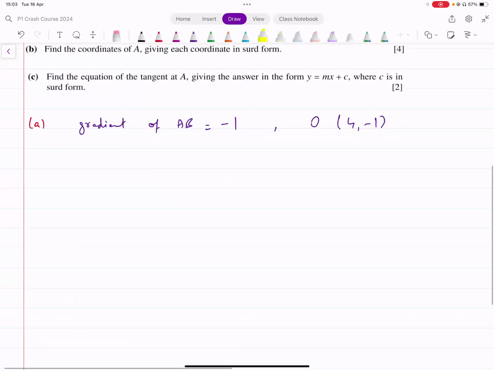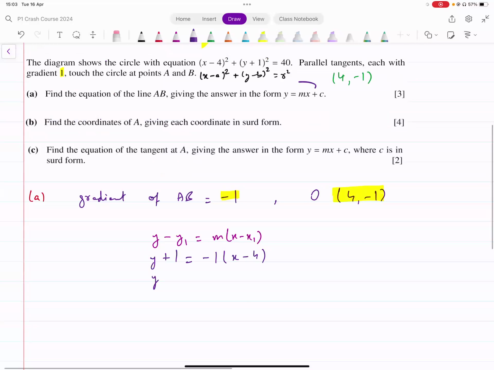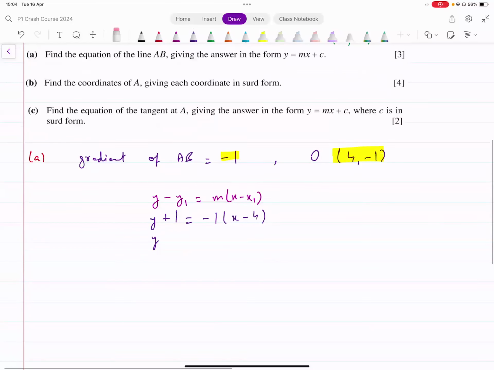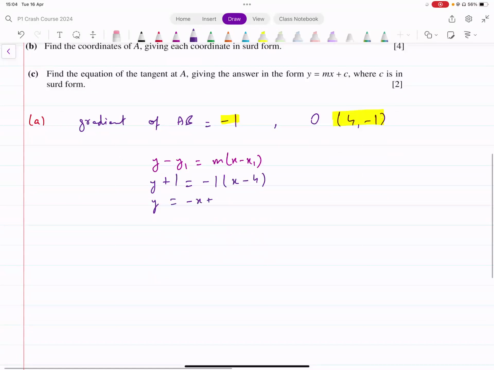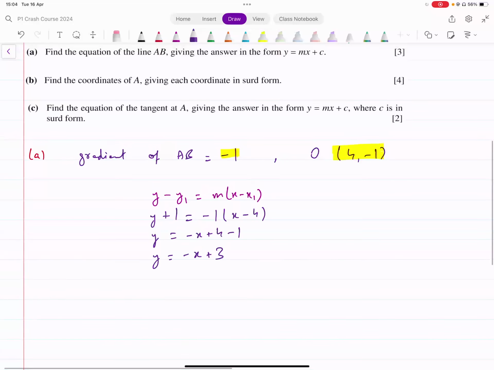We have both the things that we needed. We've got the gradient, we've got a point. We can write down the equation now using y minus y1 equals m into x minus x1. What does that give us? Y minus minus 1, that becomes y plus 1 equals m, which is minus 1, into x minus 4. Now we could simplify this. They want our answer to be in this form, y equals mx plus c. So it's necessary for you to convert it to that form. You need to make y the subject. So it becomes y equals minus x plus 4 minus 1. And you get y equals minus x plus 3 from that. That's the equation of the line AB. That's what we were looking for in the first part of this question.